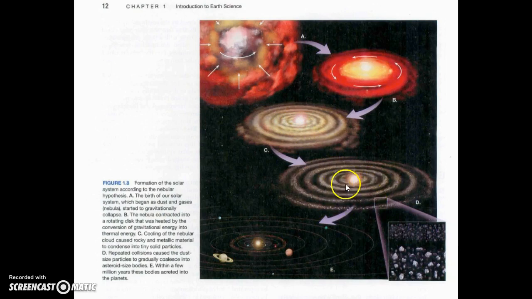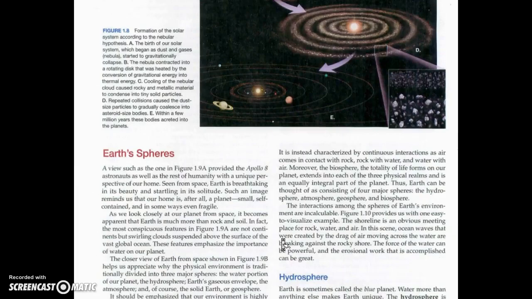Repeated collisions here at letter D caused the dust-sized particles to gradually coalesce into asteroid-sized bodies. And then E, within a few million years, these bodies accreted, or built together, into the planets. So we have this evolutionary set of features that took place that further support the nebular hypothesis.